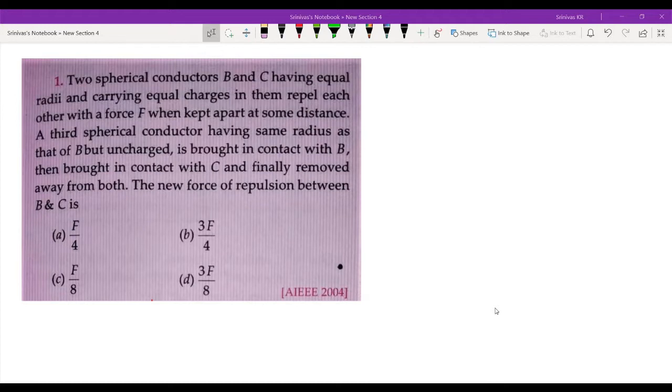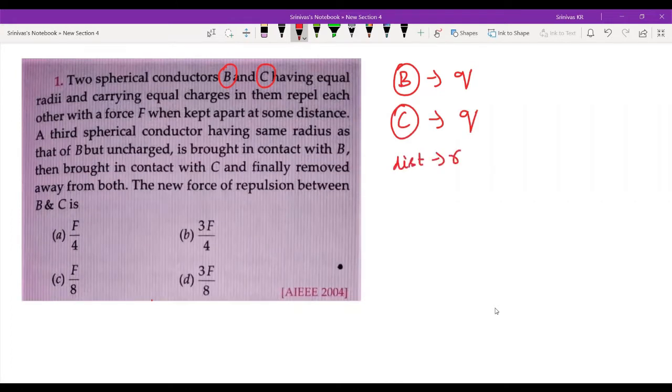The first question is: two spherical conductors B and C, having equal radii and carrying equal charges. So B has a charge, and C also has an equal charge, which let us consider as Q. They repel each other with a force F when kept apart at some distance. Let us consider the distance as R.